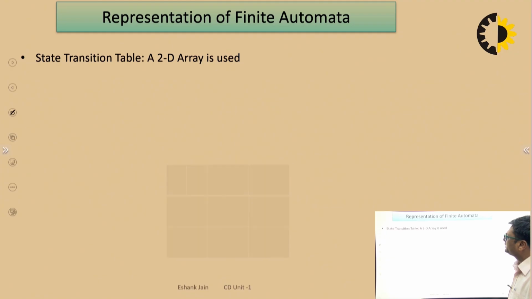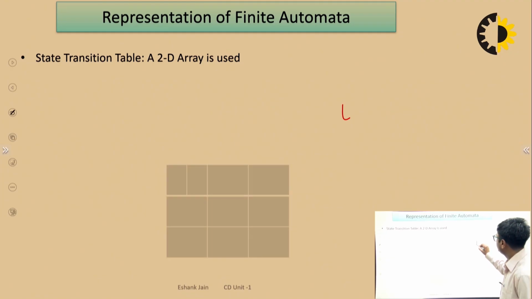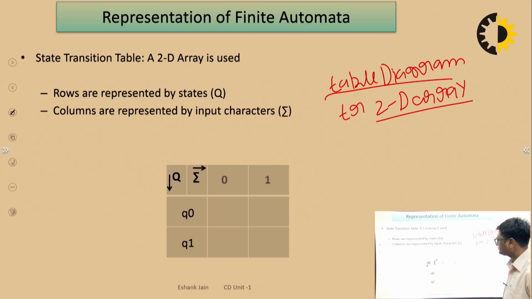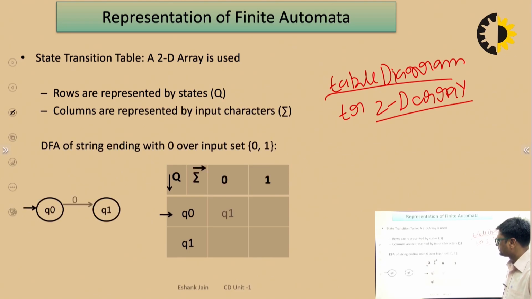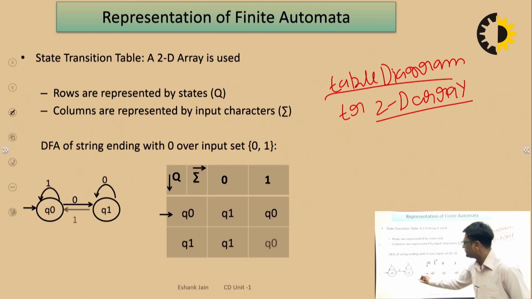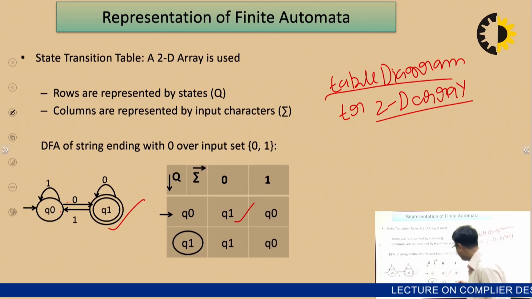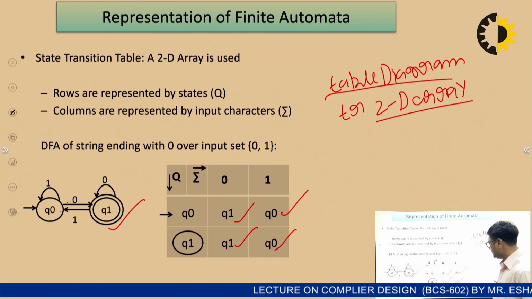Representation in 2D array form. This is the transition table diagram, the 2D form of this particular transition diagram. We have seen that at Q naught with input 0, we move to Q1. At 1 we stay at Q naught. At Q1 with 0, we stay at Q1, and with 1 we go to Q naught. This is the state transition diagram.